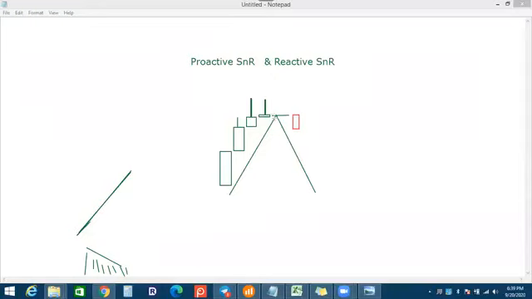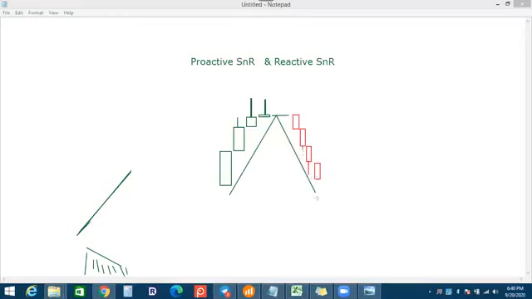So resistance is created because supply increased and demand decreased. Demand is here zero and supply is greater than the demand. The market is moving down, and the resistance level is created. Now the market is moving down.